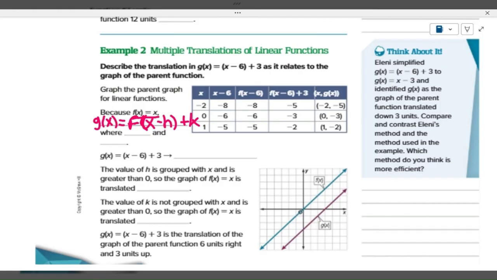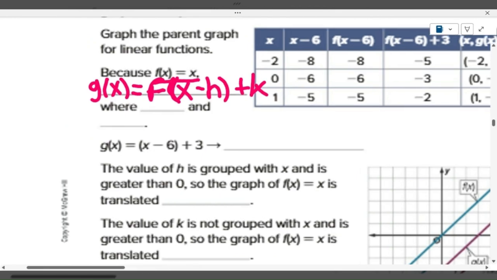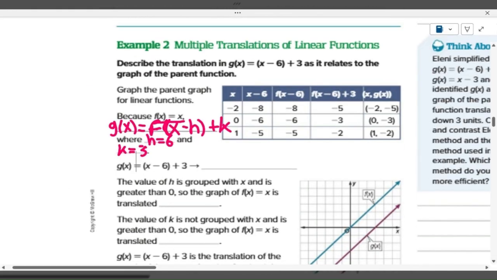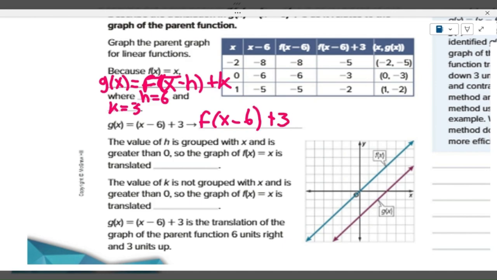Now we're going to actually show the numbers. So h is going to be equal to 6 in this example, and we see that k is equal to 3. Okay, so h is equal to 6 and k is equal to 3. So the transformation that's taking place here is f of x minus 6 plus 3. So that is what is happening to our function.